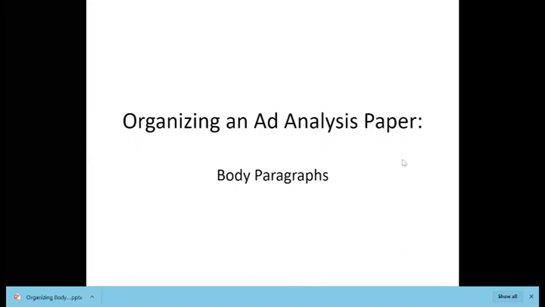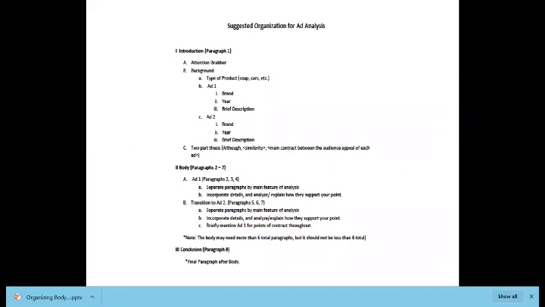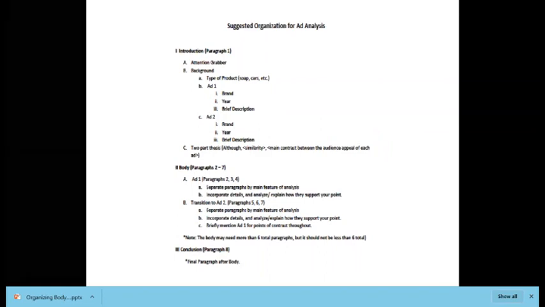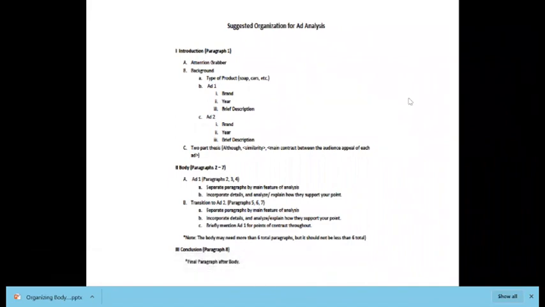All right, so organizing an ad analysis paper, body paragraphs. As you can see in this first slide, this includes the document that you also have on Blackboard that essentially walks through to give you an overall idea of how the whole paper should look.